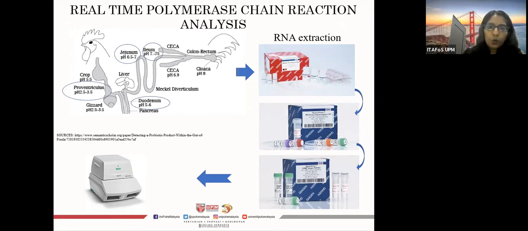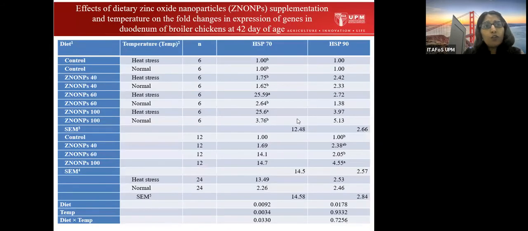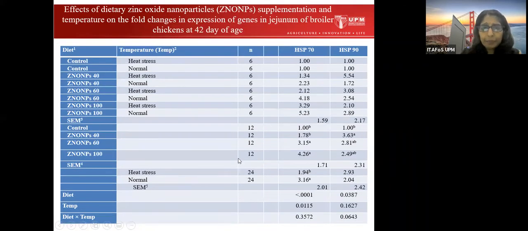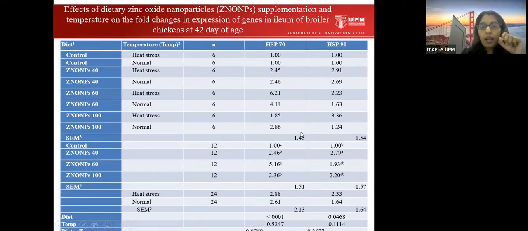So we found that the fold change in HSP70 is highly increased in heat stress. So this one I will go through a bit faster. And in jejunum and ileum, in the next slide, we found that the heat-related groups were not affected with HSP70, but only the diet, including in ileum as well.